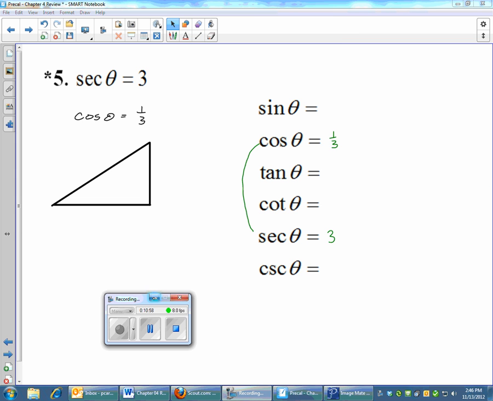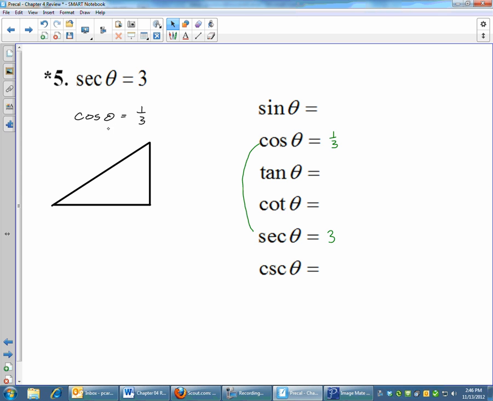All right, that was about a 2-hour pause, and now I've forgotten where I was. I think we were about to draw the triangle that fits cosine equals 1/3. So I will, let's see, draw my theta. It really doesn't matter where you put theta as long as it's not the right angle. There's my right angle.